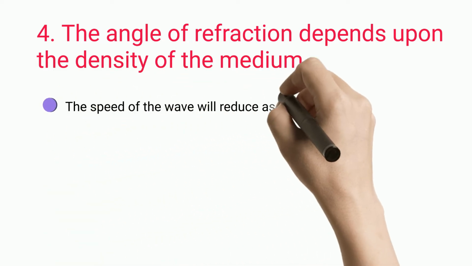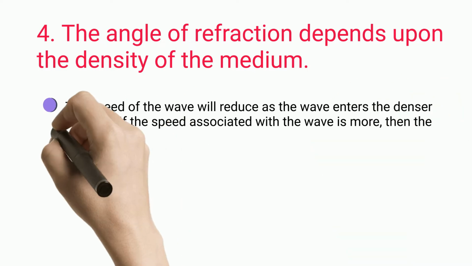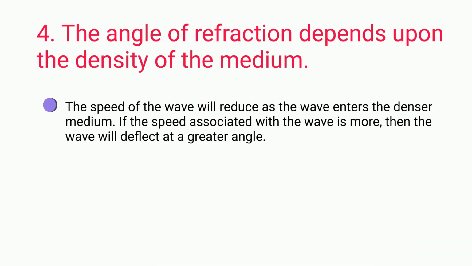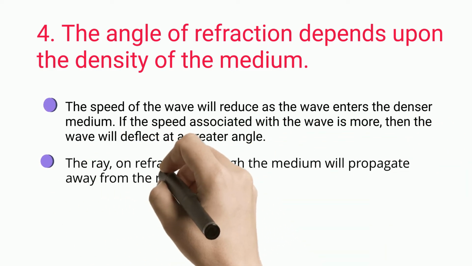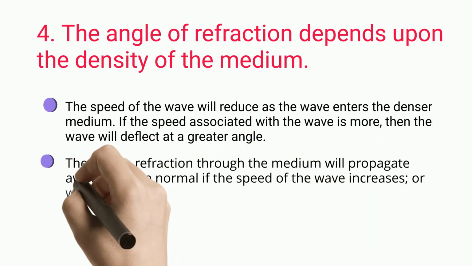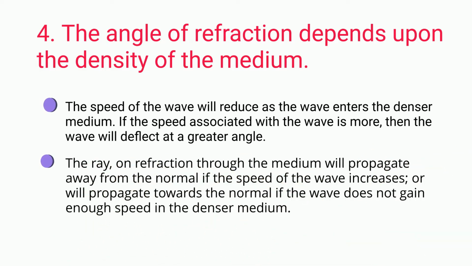The speed of the wave will reduce as the wave enters the denser medium. If the speed associated with the wave is more, then the wave will deflect at a greater angle. The ray on refraction through the medium will propagate away from the normal if the speed of the wave increases, or will propagate towards the normal if the wave does not gain enough speed in the denser medium.